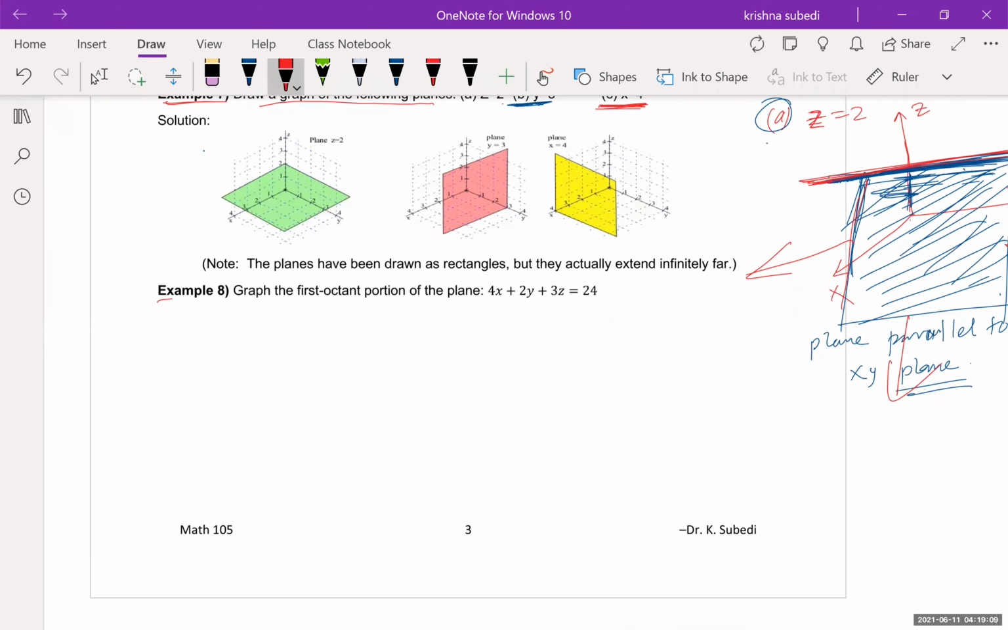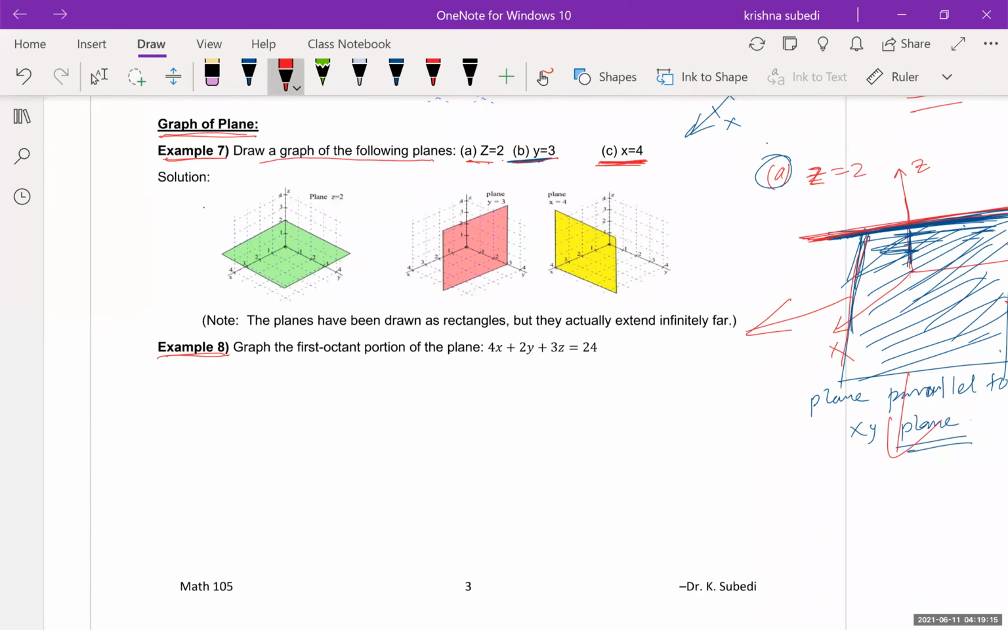Now the question is, how can we draw a plane if it is not that simple plane parallel to one of the coordinate planes? Something like if we are given 4x plus 2y plus 3z equals 24, how do we draw the graph in the first octant? We just want to draw the graph in the first octant portion only. So in this case, we want to find the intercepts first.